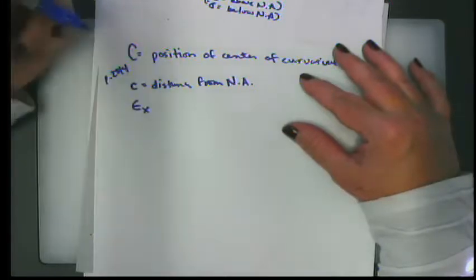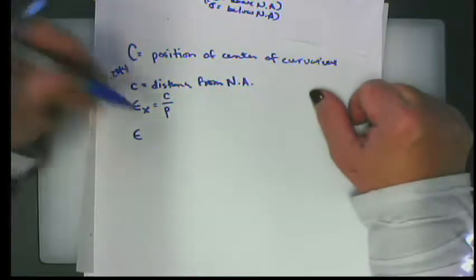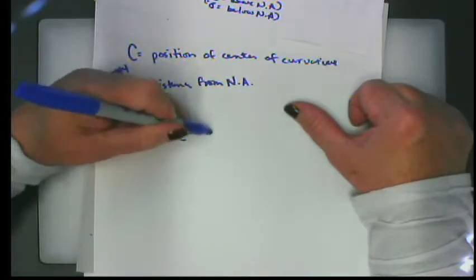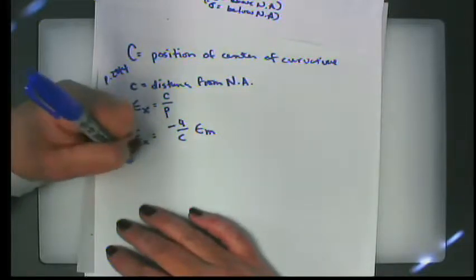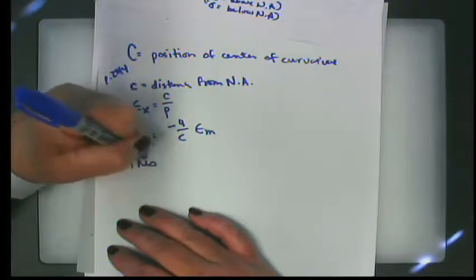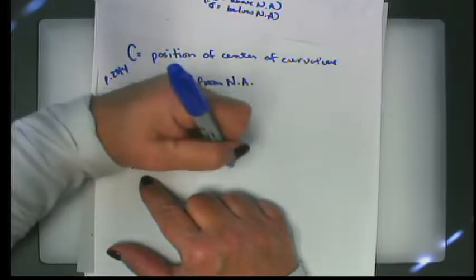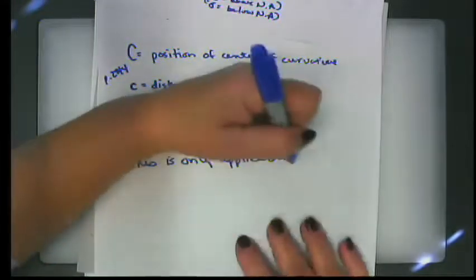But basically then, using that nomenclature, we can see that epsilon, or the strain in the x direction, is equal to c over rho, or we can say that epsilon x is equal to minus y over c times epsilon max. Okay. Now, it's very important to notice, as in all of our prior discussions, this is only applicable in the elastic range.